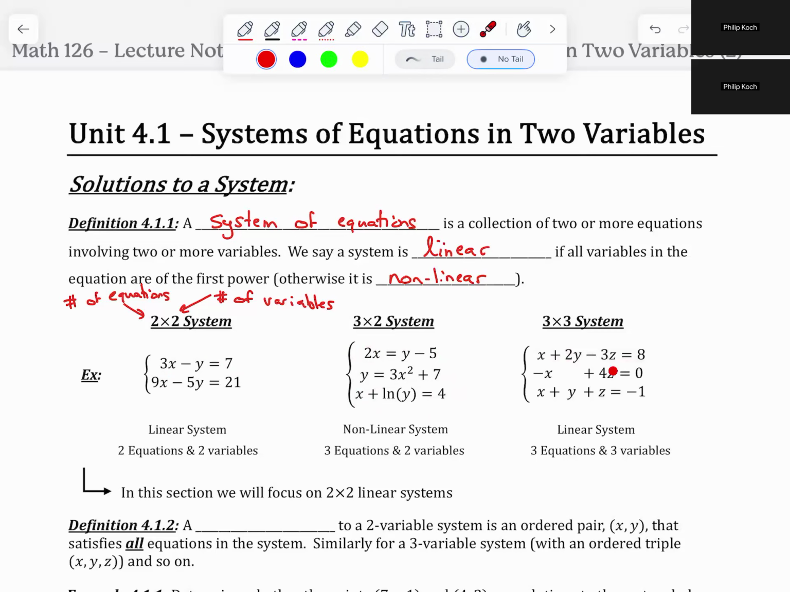And last but not least, we've got a 3x3 linear system. There are three equations, three variables, and all of them are being raised to the first power. And so it is a 3x3 linear system.